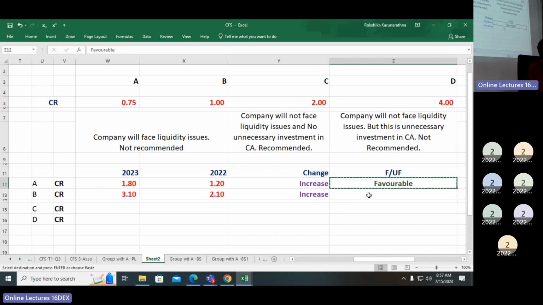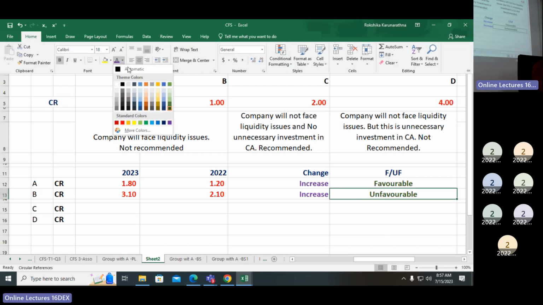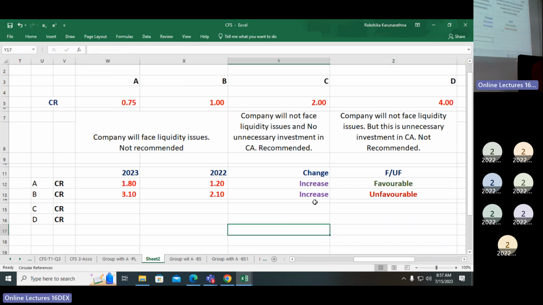Because it was at the norm, and now it has increased further. So it is unnecessary investment in current assets. That is the interesting thing here. Now you have an increased current ratio. In one company the increase is favorable, in the other company the increase is unfavorable. That is why you have to compare with the norm.